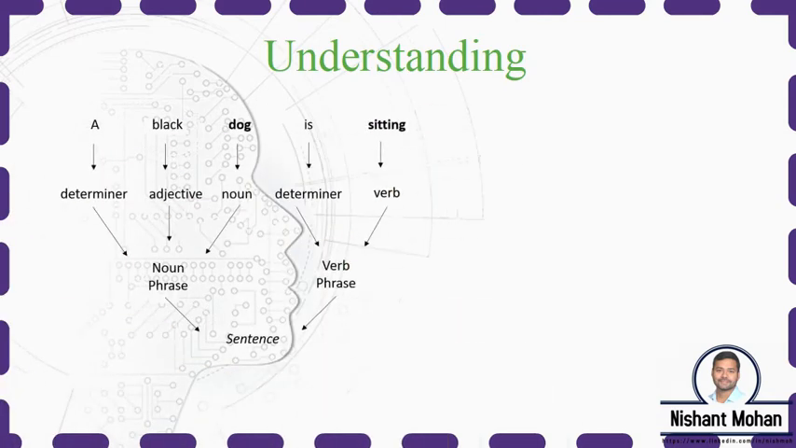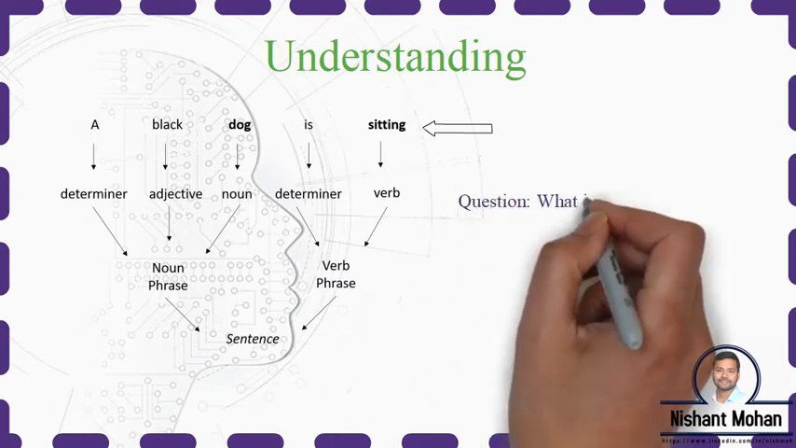For instance, the sentence, "A black dog is sitting," can be parsed by the computer into a model of nouns, verbs, and adjectives like shown here. Often, whether a machine has understood a sentence can be tested by asking it a question.